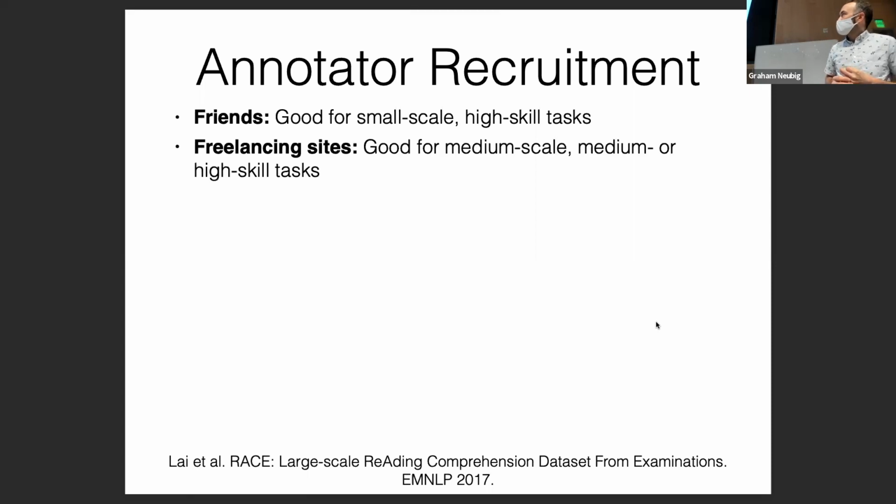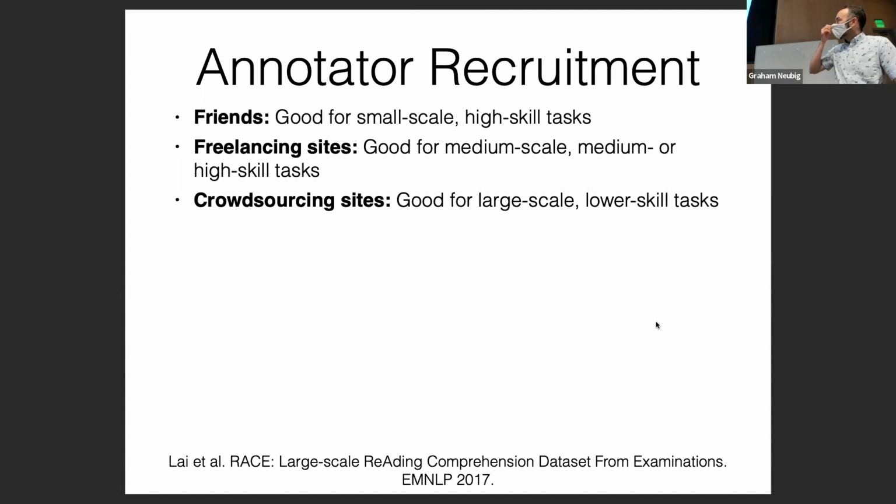Another thing that I use some of the time is freelancing sites. So if you have a medium skill task, like let's say you want to have a Python programmer, it's going to be hard to find them on a crowdsourcing site, but you can find them on a freelancing site. Or let's say you want a bilingual speaker. My favorite one is Upwork, but there's other sites as well. And then if you really want large scale and lower skill tasks, you can go to crowdsourcing sites. These can be cheaper and it's easier to find people.